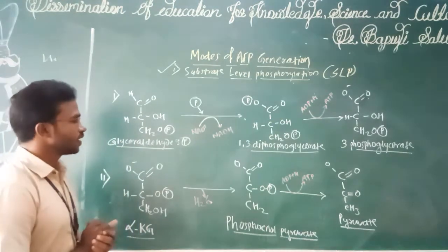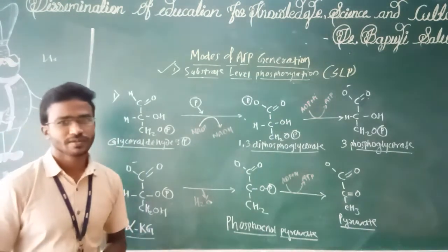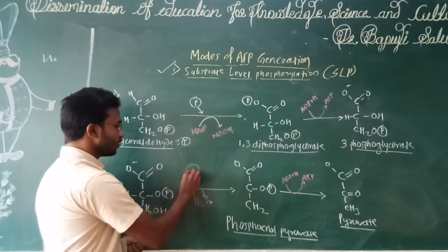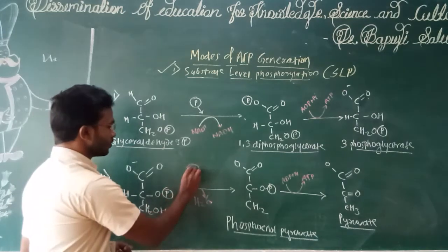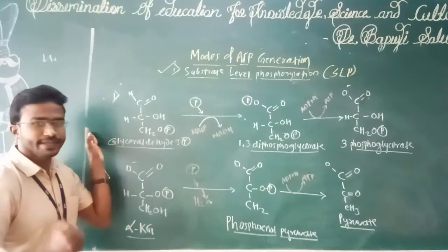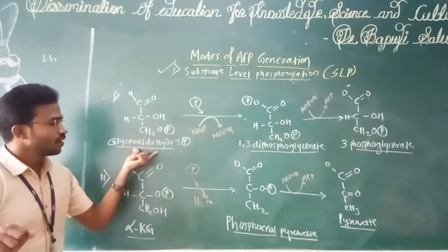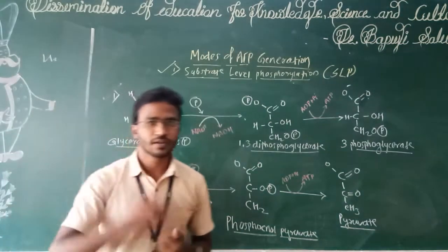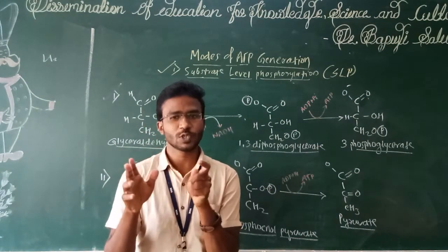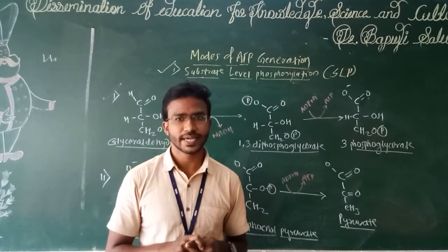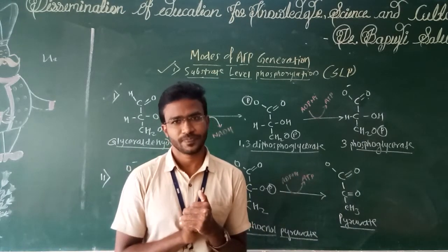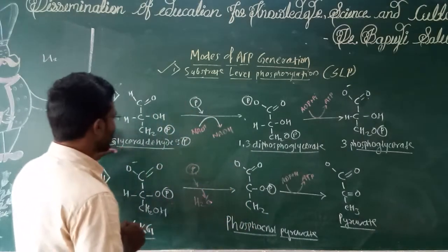First example, it is an example from EMP pathway, Embden-Meyerhof pathway. This is the first example. Look at the reaction. Reaction is simple. We know that during EMP pathway, fructose 1,6 diphosphate is cleaved by the aldolase enzyme and that forms glyceraldehyde 3-phosphate and dihydroxyacetone phosphate.